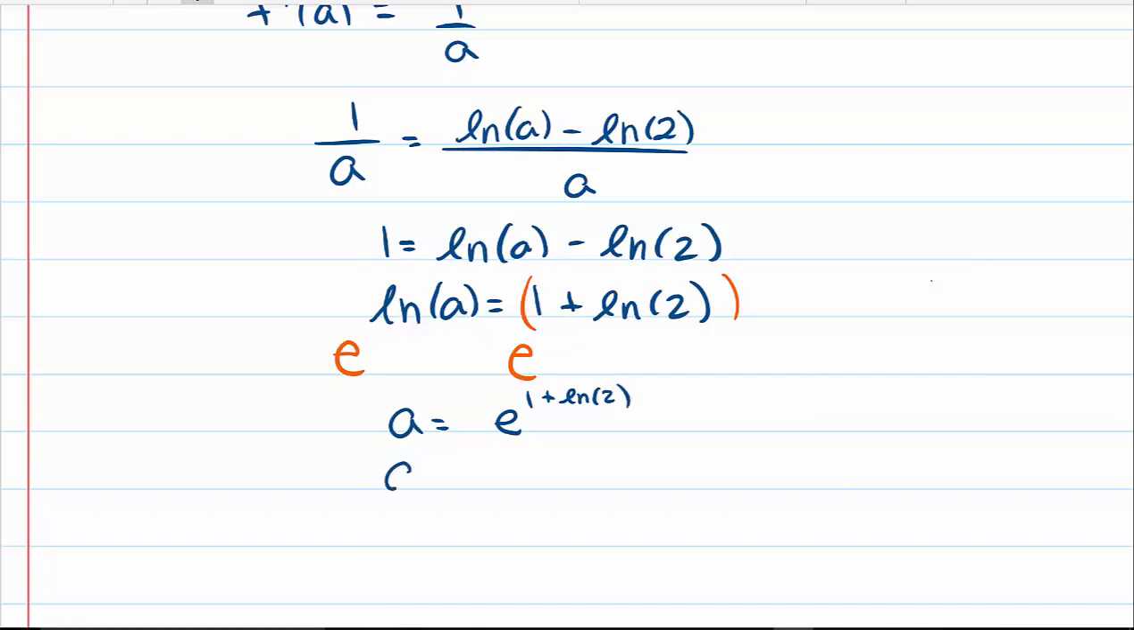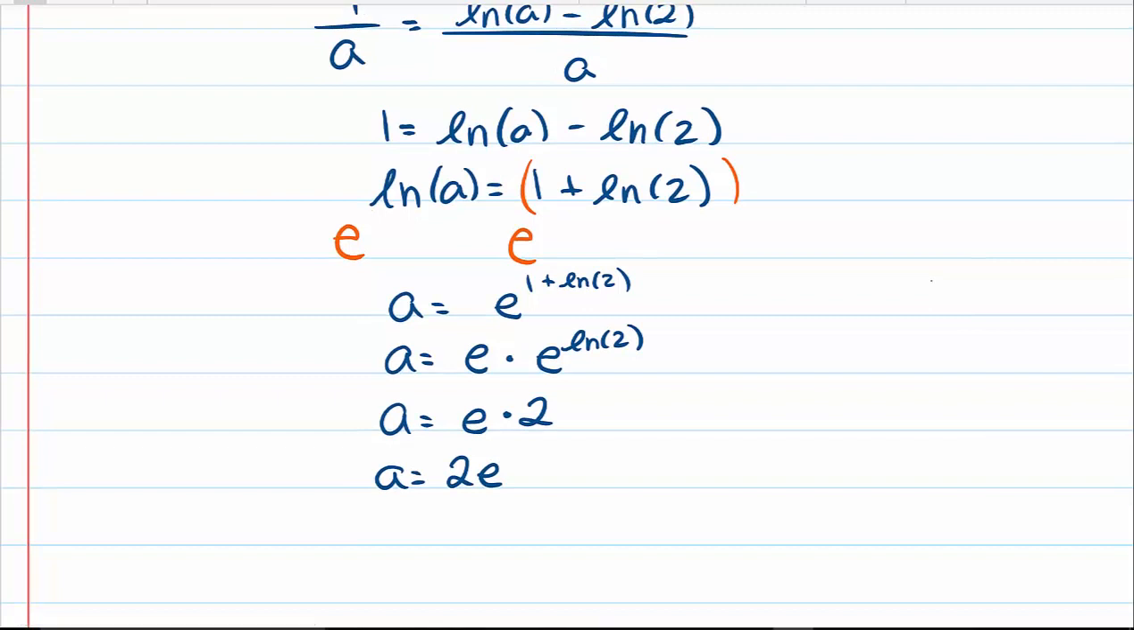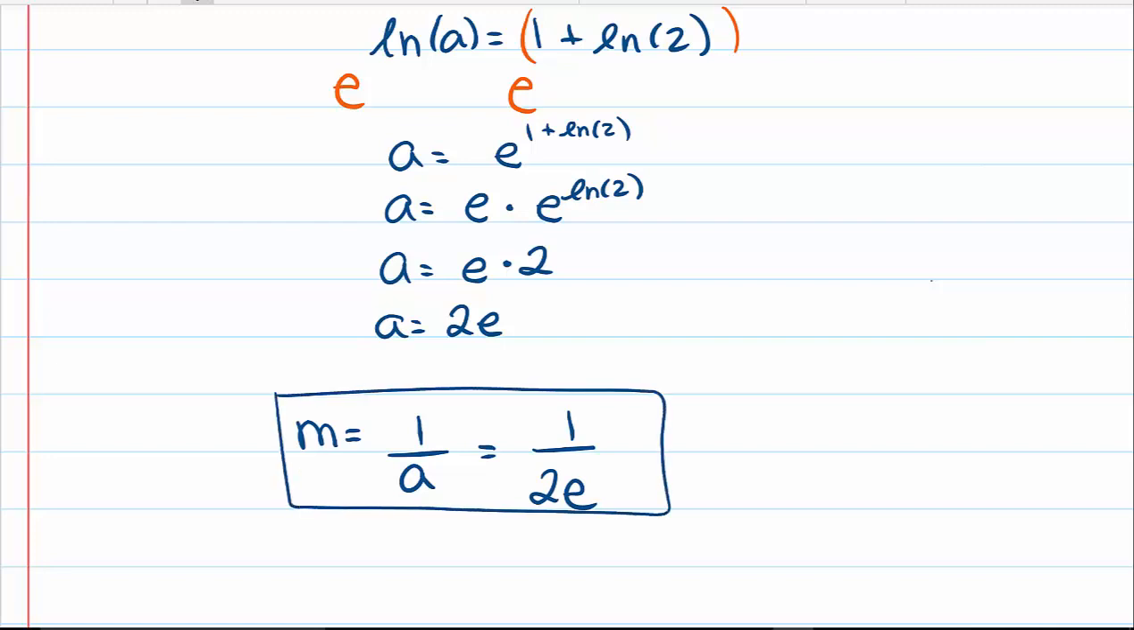Just do a little simplifying. a is equal to e times e to the ln of 2. This is using our exponent rules. And you get a is equal to e times 2 because e to the power of ln reduce each other. So then you get a is equal to 2e. And we're almost done because now we have the value of a, but we need the value of m. So m is equal to 1 over a, so it's equal to 1 over 2e. And that's it. Easy peasy.